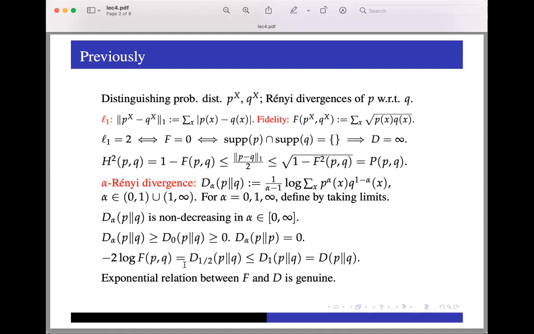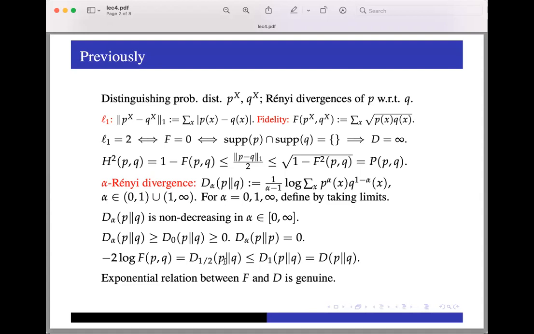Okay, last time we also saw a relation between fidelity and the Shannon relative entropy. We saw a direct proof of it, but from this property, namely that d alpha is an increasing function of alpha, we can get an alternate proof of it. So let us look at d half, alpha equal to half. You can check that d half is exactly negative twice the logarithm of the fidelity.